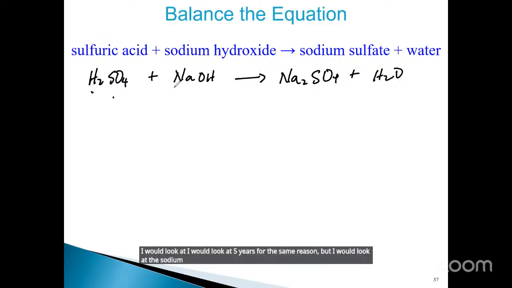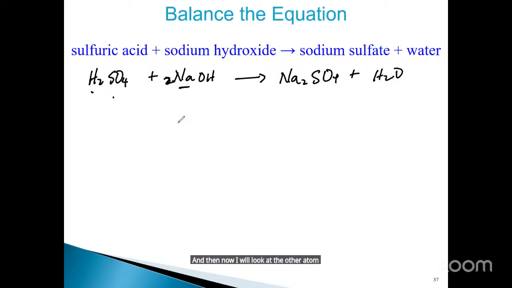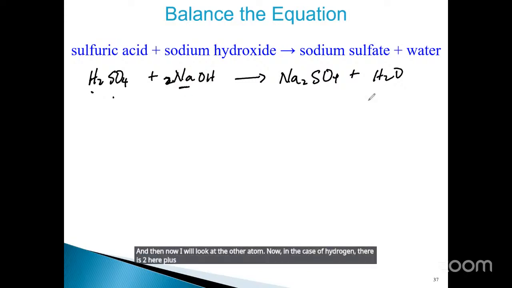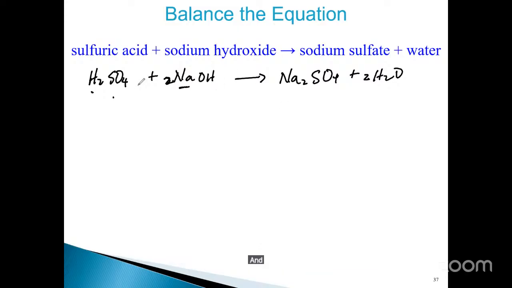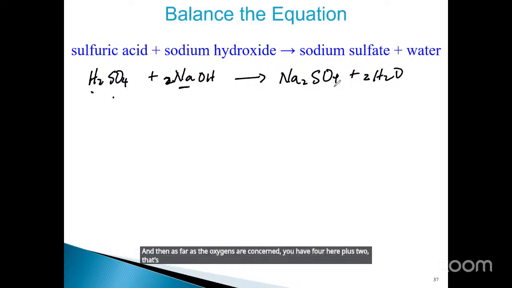And what do I notice? You have 1 sodium atom here, and you have 2 sodium atoms here. So I'll put 2 in front of the sodium hydroxide right here, right? To balance the sodium, right? And then now I will look at the other atoms. Now in the case of hydrogen, there is 2 here plus 2, so that's 4. There's only 2 here, so I will put a 2 here to balance the hydrogens, all right? And then as far as the oxygens are concerned, you have 4 here plus 2, that's 6. Here we have 4 plus 2, 6. So now the equation is balanced. All right, and that's how you do that.